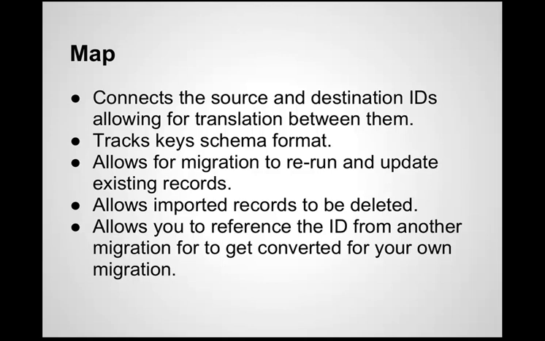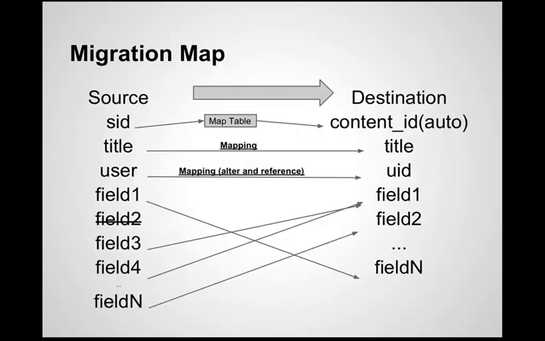It also allows records that you've imported to be deleted on your Drupal site and not worry about them in the future as well. And this mapping also allows you to reference the ID from one migration class in another migration class. So like I was talking about references, let's say I have a festival and I have a bunch of events. I can import my festivals, and then when I'm importing my events, I can tell it to find the festival ID from my festival migration. And it'll know about it, and it'll bring it over just fine. And this is just the map table. This is the thing that's keeping track between the two, the source and the destination.